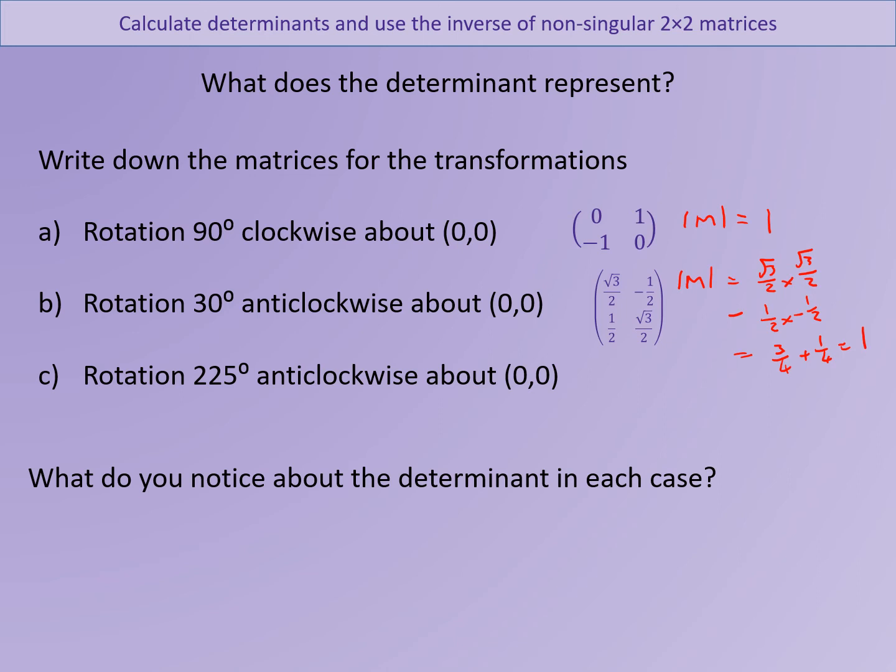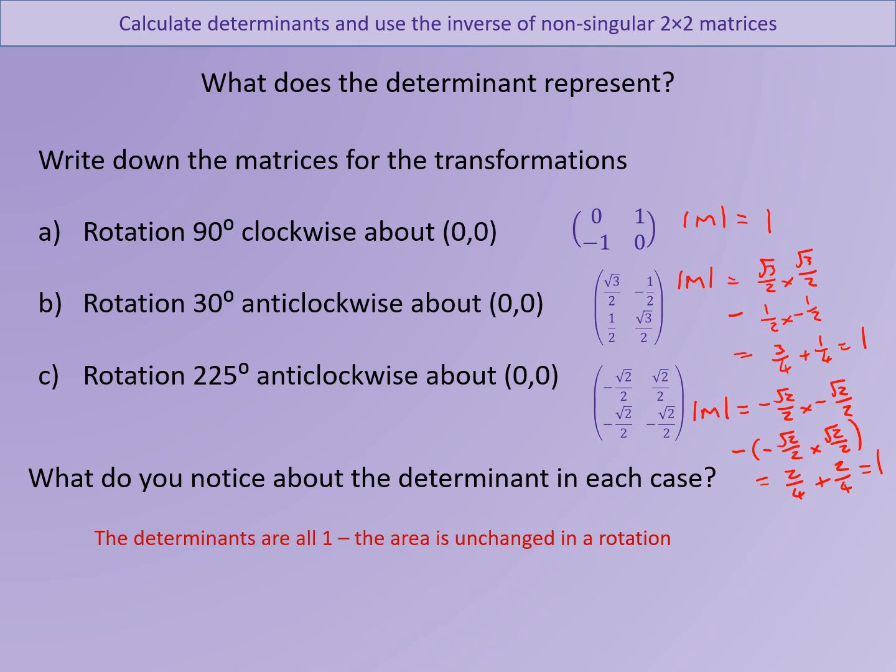And then for the third matrix, rotation 225 degrees anti-clockwise, about 0, 0. The transformation is given there. Again, if we calculate the determinant, we get minus root 2 over 2 times minus root 2 over 2 minus root 2 over 2 times root 2 over 2. So root 2 over 2 times root 2 over 2 is 2 over 4, so we get positive 2 over 4, plus another 2 over 4, which is 1. So all three matrices in that case are 1.